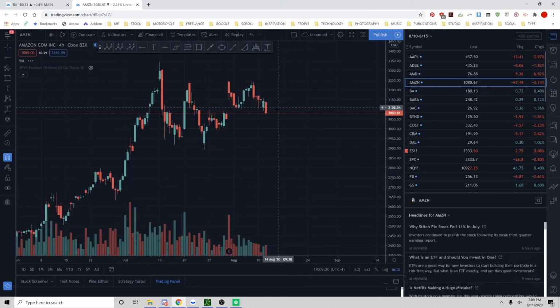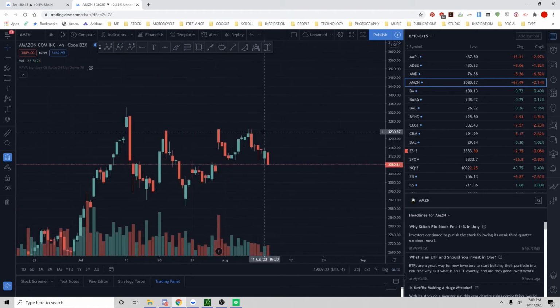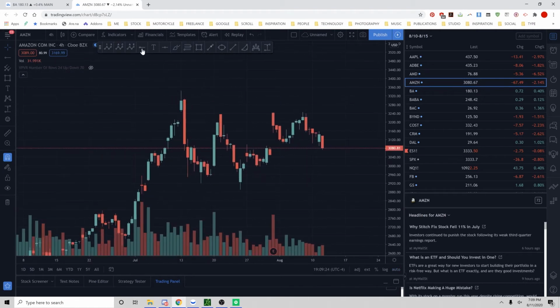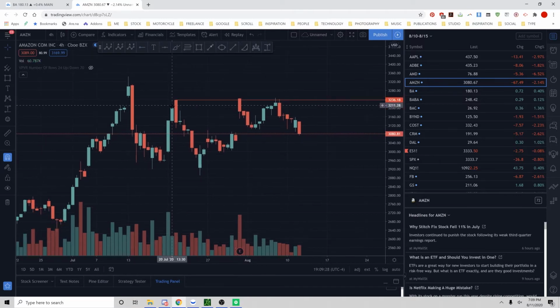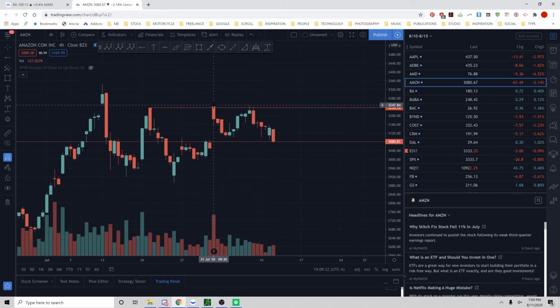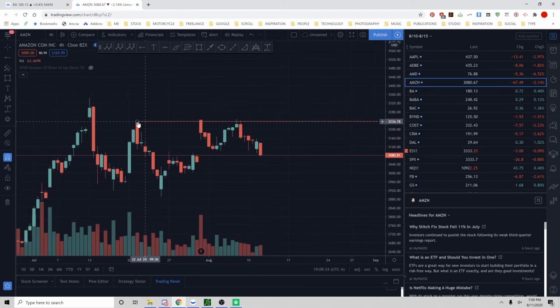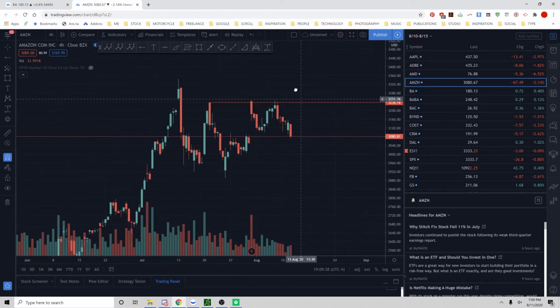And actually, I know there is one example in Amazon as well. I was watching this level right here. Look, we rally back into that level, drop. Rally back into that level, drop. So obviously, buyers are not interested in taking us above 32.36 for the time being.